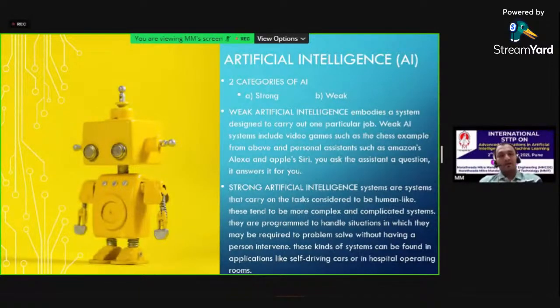Like a self-driving car, you might have heard about Tesla. Nowadays that is one of the popular things to search for: what a self-driving car is and how AI is used. We will see that example later in this presentation. Or in hospital operating rooms, where complex surgeries can be helped: we use AI to identify those complex surgeries and make decisions to save the patient's life.